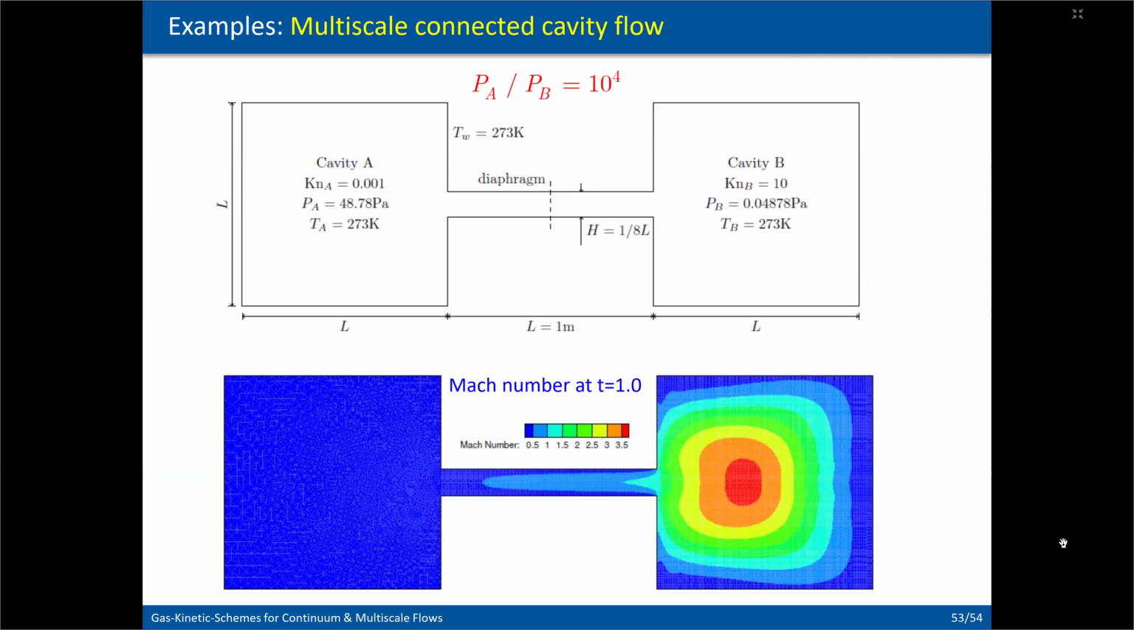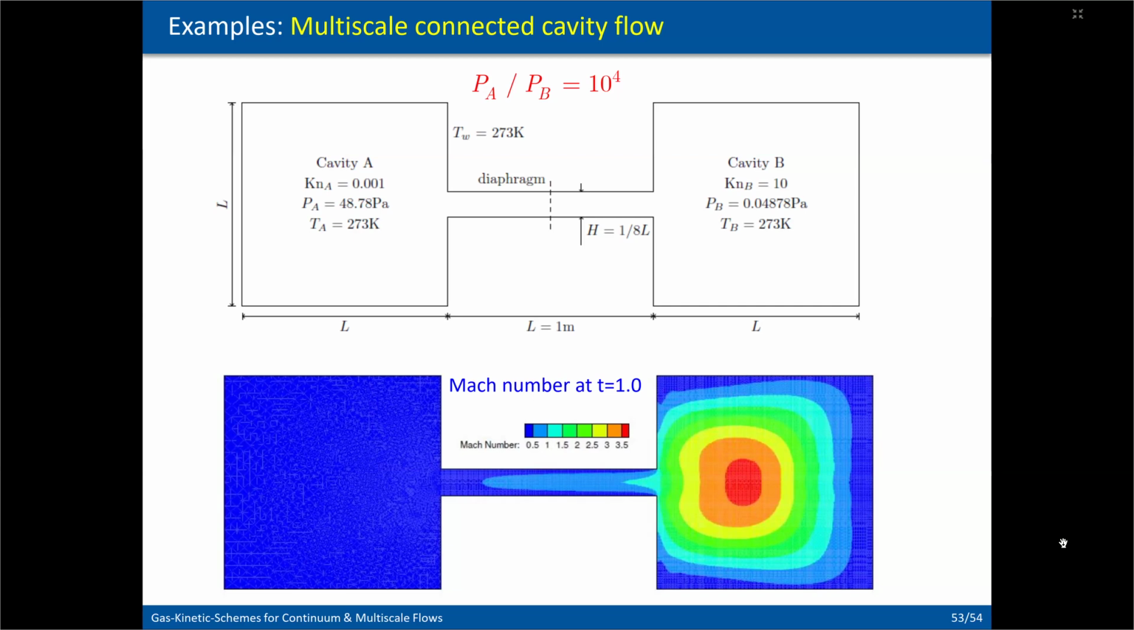In this problem, two cavities are connected by a microchannel. The gas is at a normal condition in the left cavity, and the right cavity is nearly vacuum. So the pressure ratio is very large. This is difficult to simulate because the flow in the left cavity is low Mach number and continuum, but the flow in the right cavity is highly rarefied and maybe high Mach number.